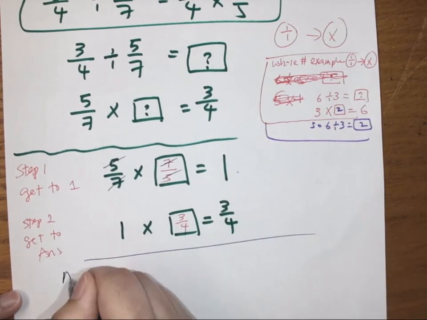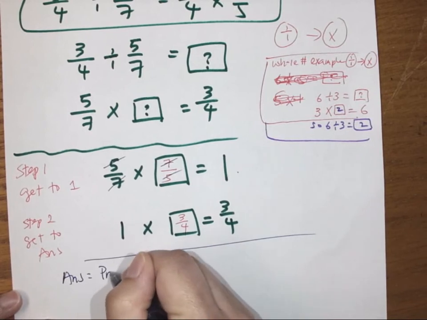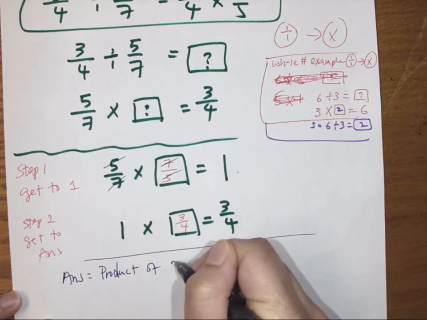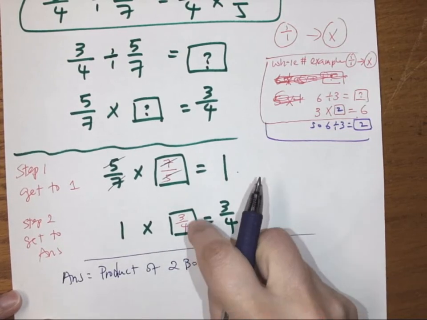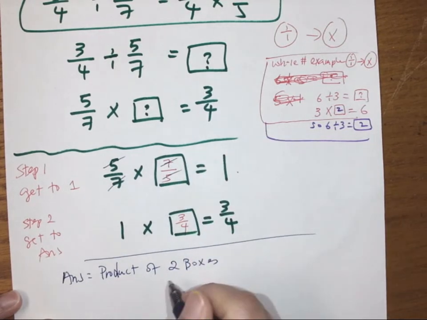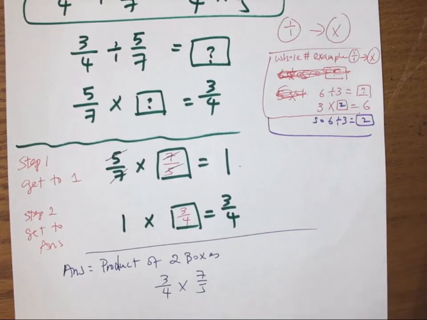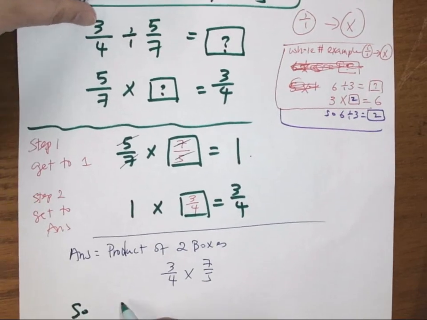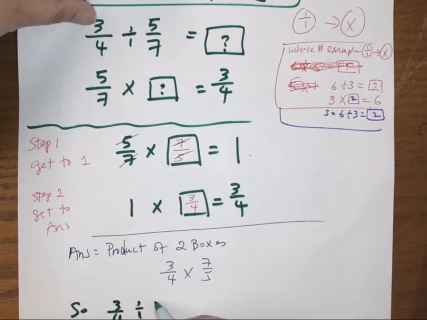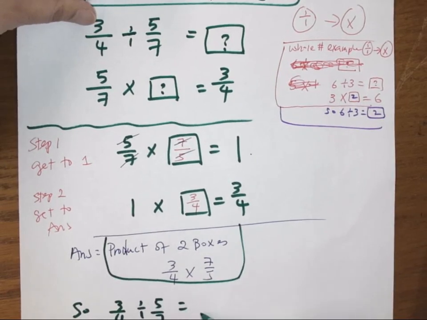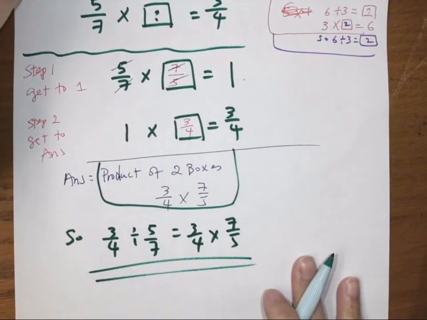The final answer is going to be the product of the two boxes, which is 3/4 times 7/5. We started with 3/4 divided by 5/7. Now we found out that the answer equals 3/4 times 7/5. So that proves that the two are the same.